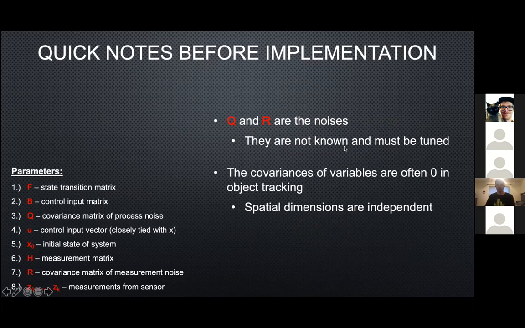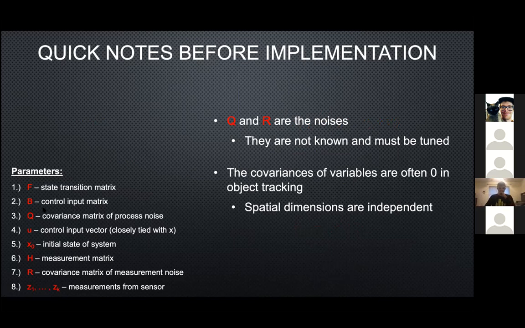Okay, so they must be tuned. And there's a few tips and tricks that we won't worry about this week on how to choose your variances. Like I said before, the covariances are often just zero. So all you're worrying about for Q and R, because those are covariance matrices, is the variance of each variable, not how they vary together.